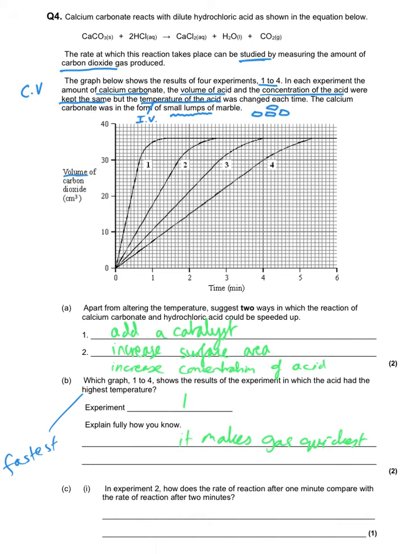And then part C, or C part 1, in experiment 2, how does the rate of reaction after 1 minute compare with the rate of reaction after 2 minutes? So we're looking at experiment 2. So at 2 minutes, it's here, and at 1 minute, it's here. So the rate of reaction is how steep the curve is. So at 2 minutes, if we draw a tangent to the curve, that is approximately how steep the curve is at that point. Whereas after 1 minute, it's that steep. And you can see that that is steeper.